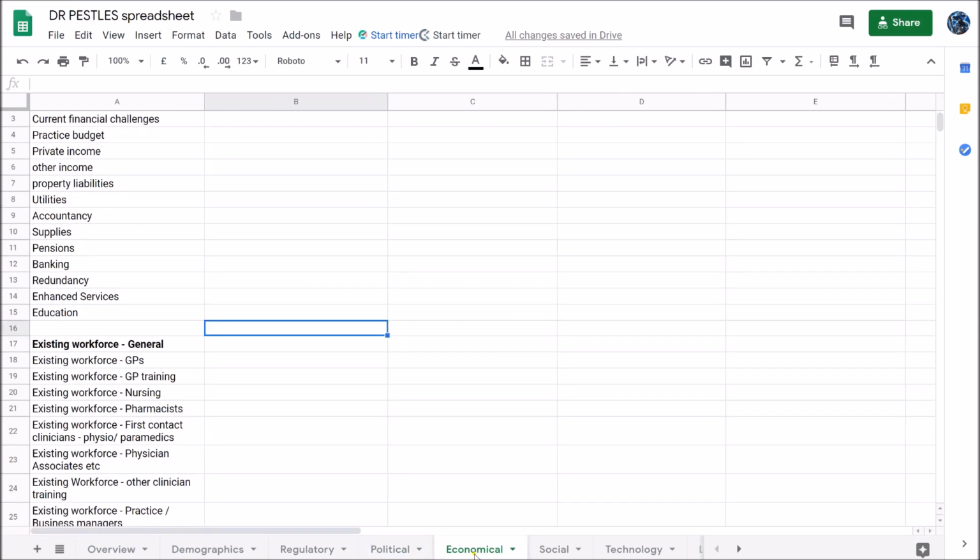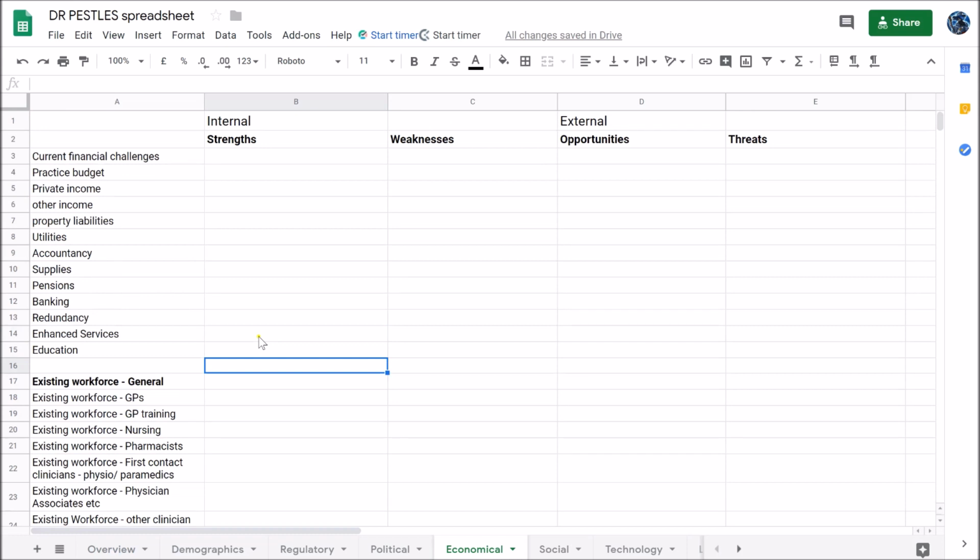Economical. This is probably the area most people focus on, and rightly so. It's a huge part of the work that we need to be aware of, but it's also important to make sure that you are balancing it with other areas. So clearly, current financial challenges, practice budget and income. As I said, share as much information as you feel comfortable sharing. I'm not suggesting by any means that people go into baseline budgets and all that kind of stuff, but are there particular challenges that you see with your income coming up? Are there particular opportunities that you see? Again, fill in as much as you want. Simple things like county charges, banking, all that kind of stuff, information that's very valuable.